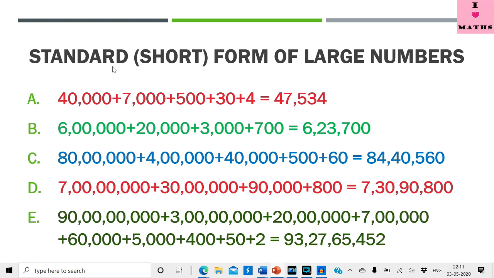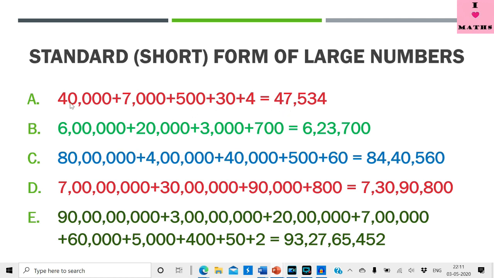Now we are going to write standard form or short form of large numbers. When we were doing expanded form, I was telling you that you can add these numbers and you will get this as the answer. Same way I'm going to tell you right now. 40,000 plus 7,000 plus 500 plus 30 plus 4. This gives us 47,534.